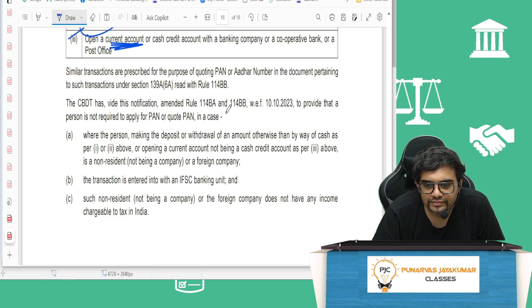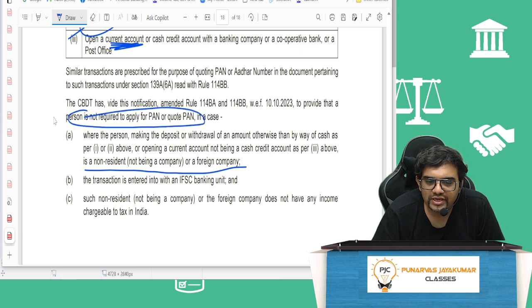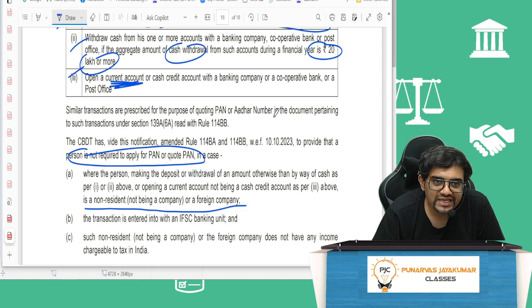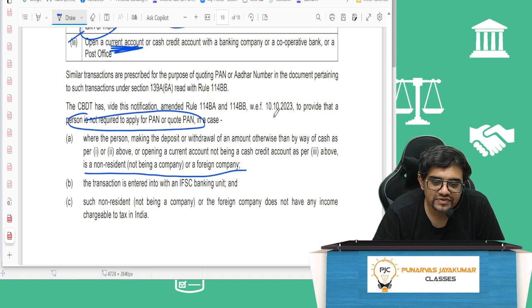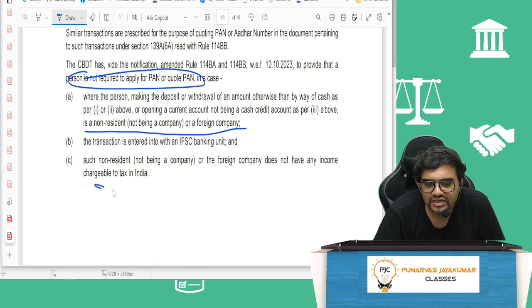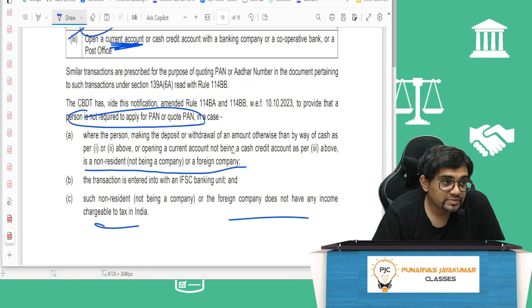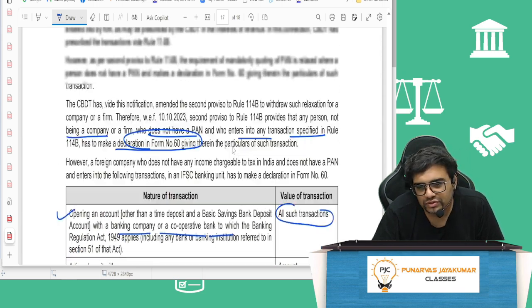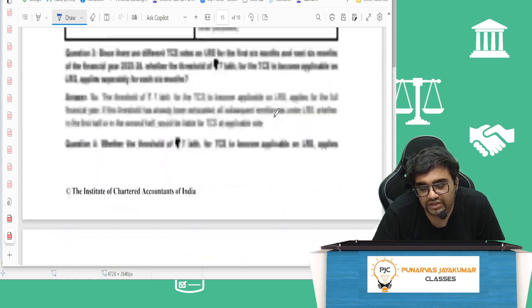But if you are a non-resident individual or a foreign company, then PAN is not required. Then you can give a simple declaration. Or if the transaction is with an IFSC banking unit, that is, a banking company inside an IFSC, International Financial Service Center, then it is not needed. Or if it's with a person who doesn't have any other income in India, but only this particular income, then it is not needed. This you can go through in theory, guys. Apart from that, all other things you have covered in depth.